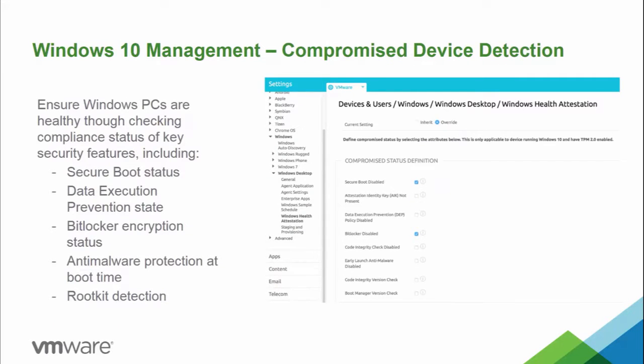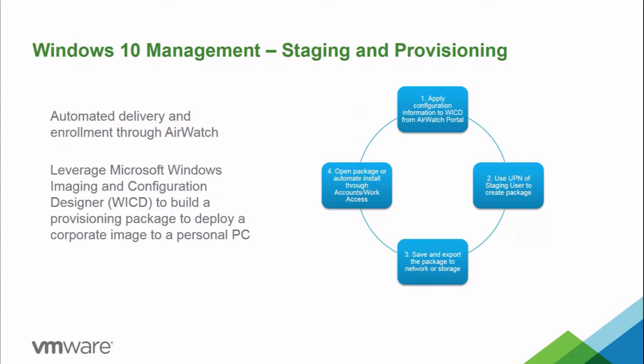To assist in making sure your Windows devices are secure and have not been compromised, we also check the compliance status of key features such as the secure boot status, the data execution prevention status, BitLocker encryption status, anti-malware protection at boot time, as well as rootkit detection. We're also able to automate the delivery and enrollment through AirWatch to assist the staging and provisioning process of Windows 10. It leverages the Microsoft Windows Imaging and Configuration Designer, or WICD, to build the package and to deploy a corporate image to a personal PC.